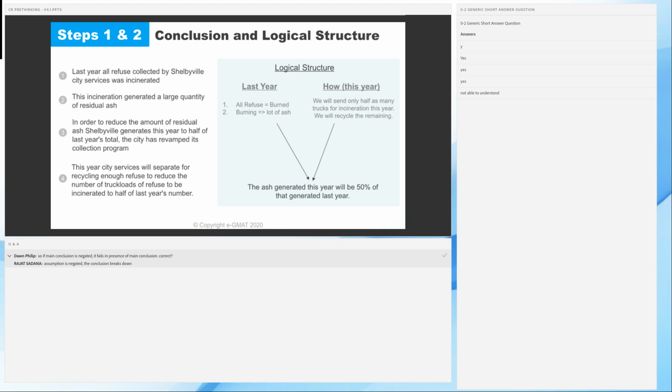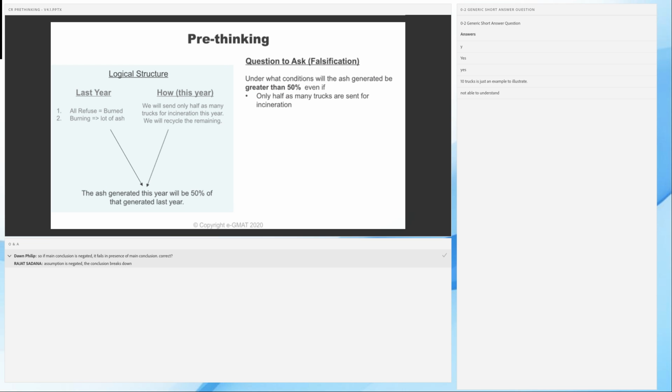Okay. So my conclusion is that the ash generated this year would be half of what was generated last year. That's my conclusion. In what scenario will that conclusion break down if I know I'm only going to send half as many trucks for incineration? In what scenario will the ash generated be more than 50% if I only get half as many trucks for incineration? If those trucks are so tightly packed that the amount of ash goes up per truck, the average amount of ash generated per truck goes up, right? That's the only scenario in which my conclusion breaks down.